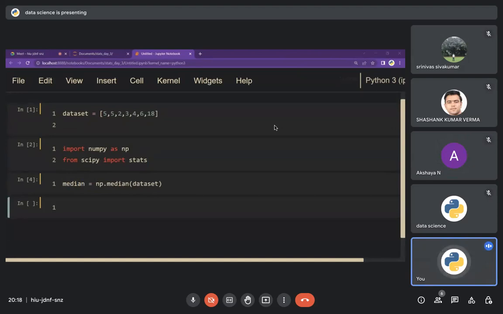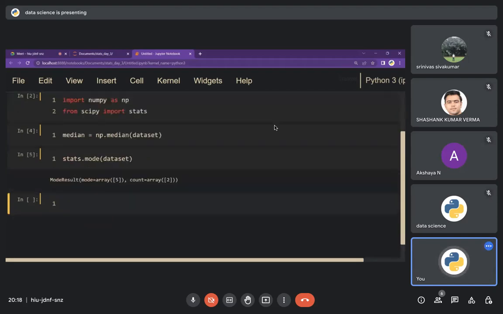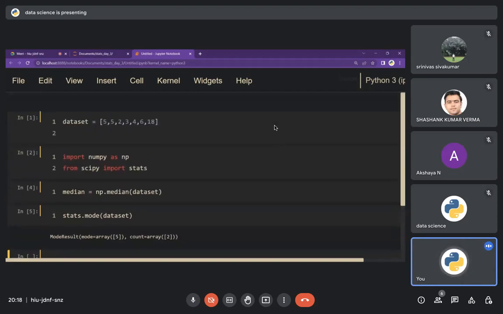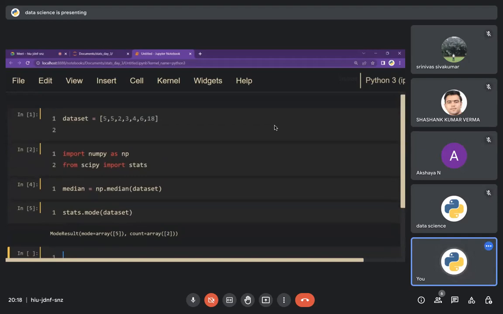Now, if I want to calculate the mode, in NumPy there is no inbuilt function which can calculate the mode. So for that we have to go with the stats package, and in the stats package we have the mode inbuilt function, and here you can pass your data set and it will give you the mode. The mode means whatever data is coming most frequently. You can see in this data set 5 is coming most frequently, right? So 5 will be the mode, and that's what it's giving as the mode, 5. Can you see this? Okay, does it make sense?